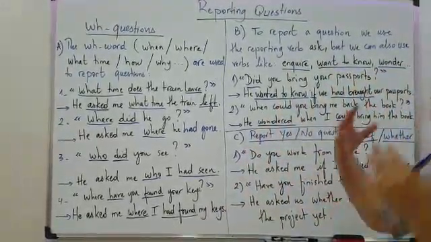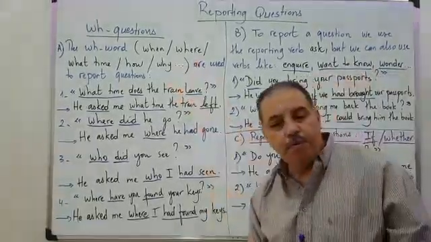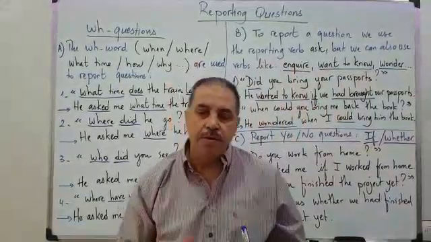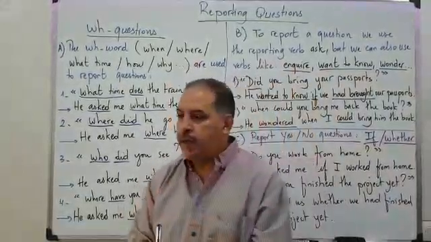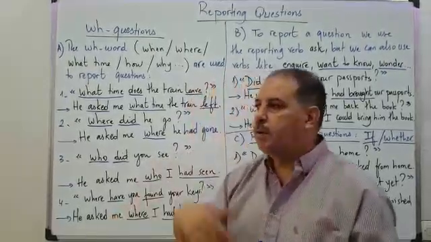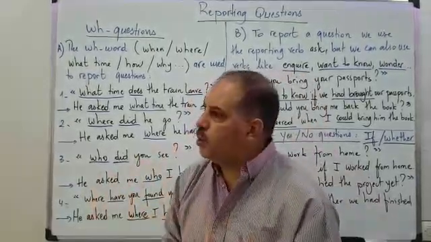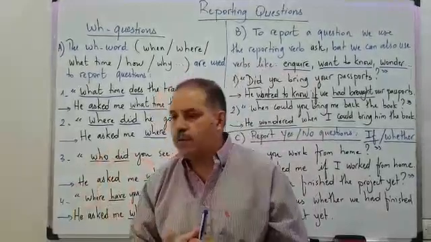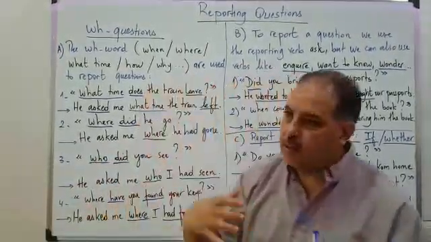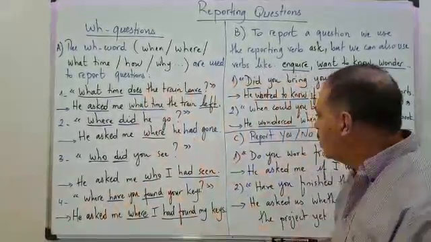Now the second type of questions is yes/no questions, and a yes/no question is one we answer by yes or no. For example, are you a student? Yes, I am. Is he Ahmed? Yes, he is. So we answer by yes or no.